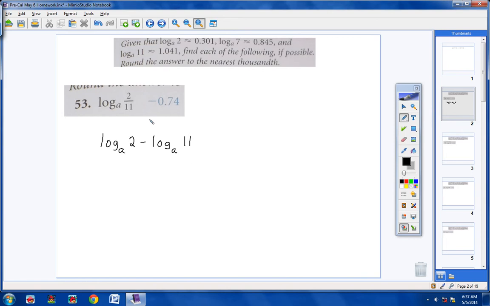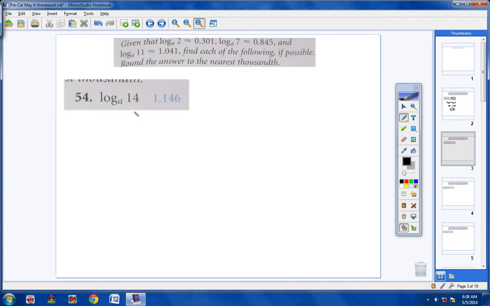And so that's what we'll do. Your numerator went here, your denominator went here. And then log base A of 2 is 0.301. Log base A of 11 is 1.041. And if you subtract these two, you will get negative 0.74. You can try that if you want to. You will see you'll get the correct answer. Okay, moving on to number 54.